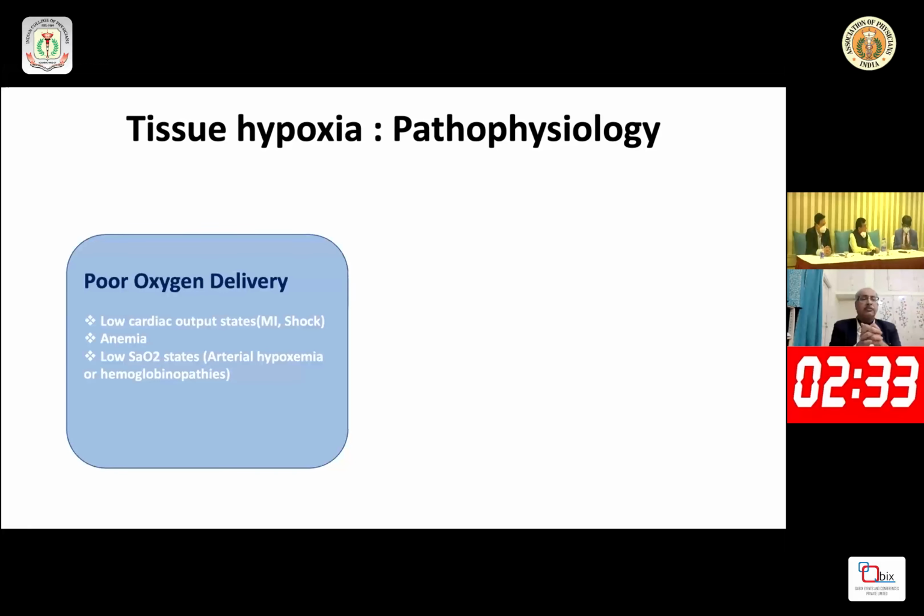Commonly, you look at it in terms of patients having a low cardiac output state. Peripheral circulatory failure, shock of any origin, can be part of it. Anemia again is an important component because the oxygen content reduces significantly. Similarly, low oxygen saturation states, like sickling, can cause it. Similarly, persons with methemoglobinemia are not carrying that much oxygen. And similarly, in other hemoglobinopathies, you can see it.